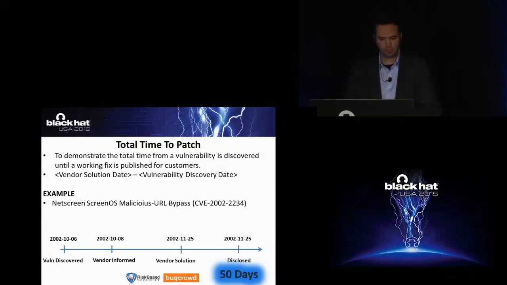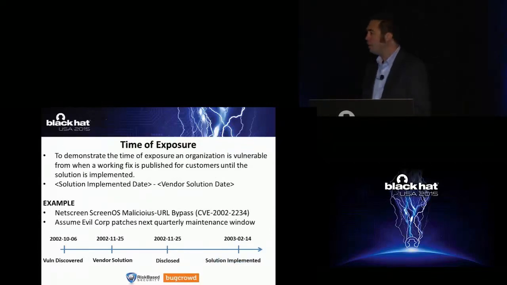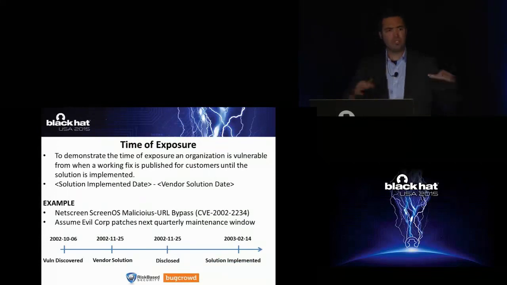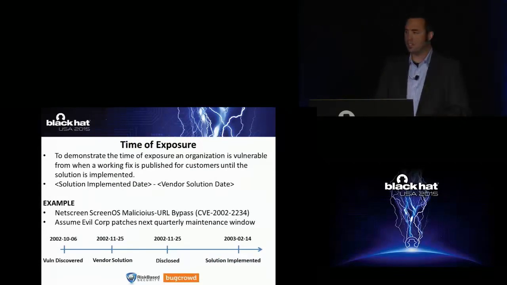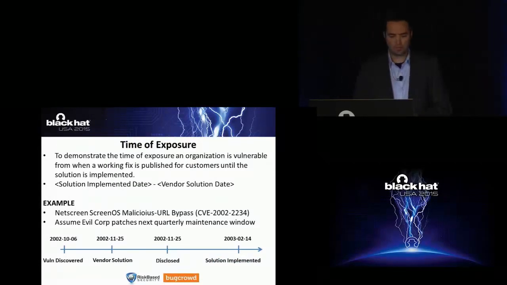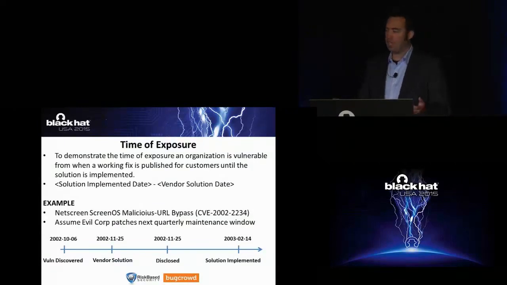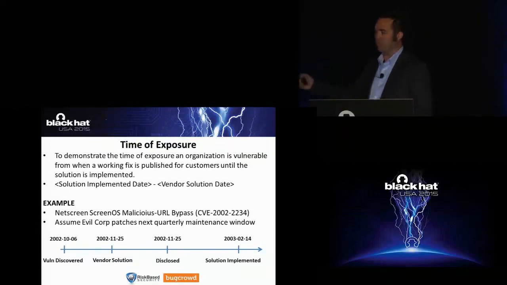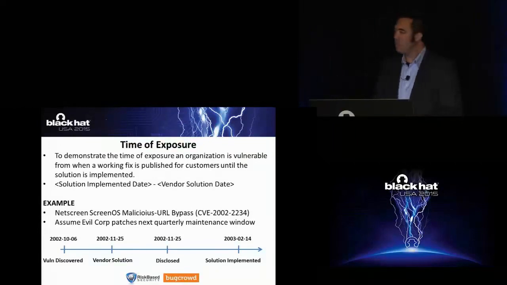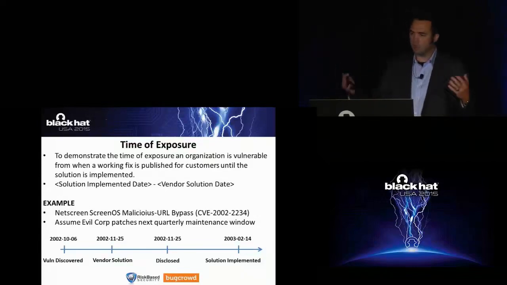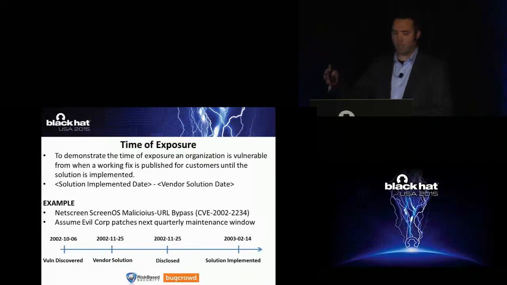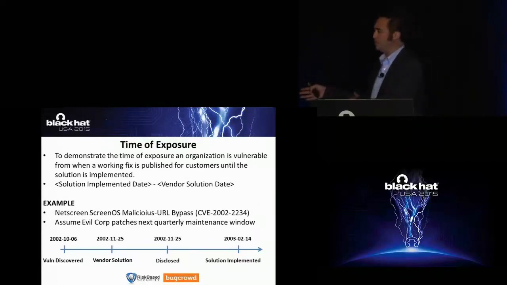All right, now we're going to talk about a few that are more specific to what your organization could be, and this is the time of exposure metrics that we've been talking about. So let's assume that all of you work for a company called Evil Corp. We agree? Yeah? So we're all working for Evil Corp. And in this particular case, we're trying to determine when Evil Corp is able to solve this vulnerability. So this metric, time of exposure, is to demonstrate how long the organization is vulnerable from when a fix is published to when they implement the solution, right?